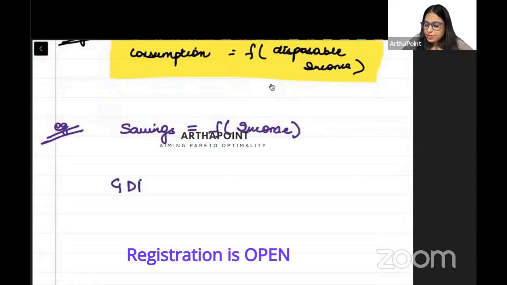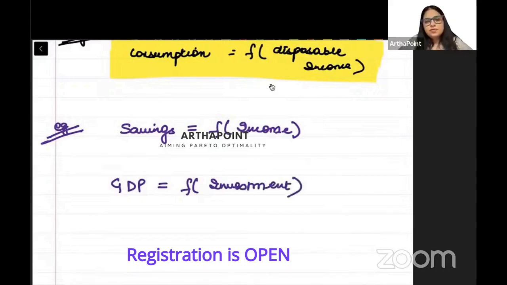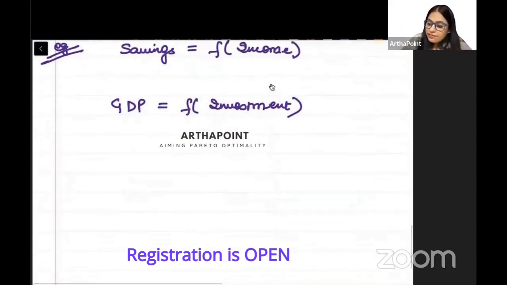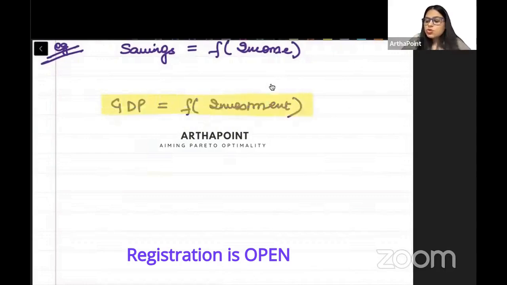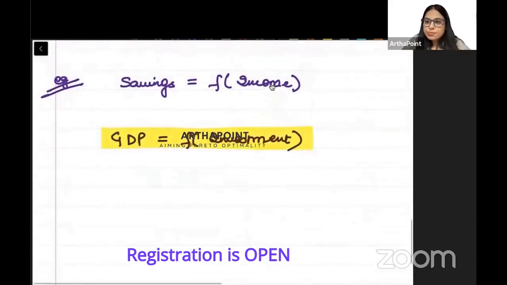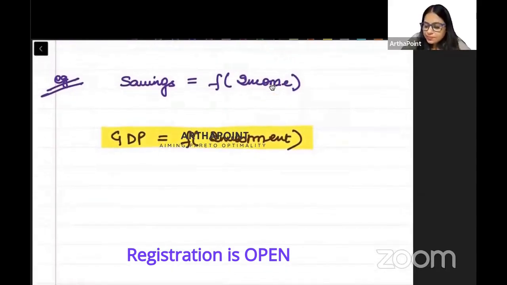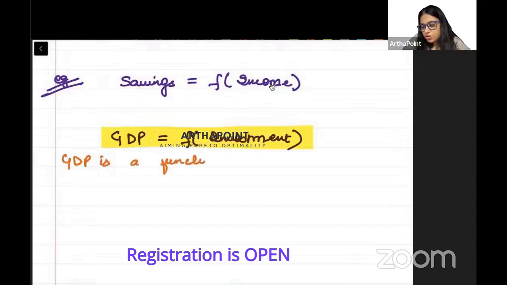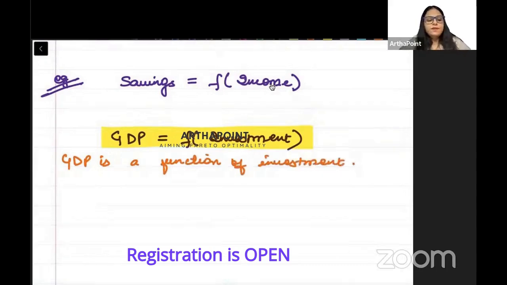अब हम बोलते हैं कि किसी भी कंट्री का जीडीपी किस पे डिपेंडेंट है? It depends on the investment in the country. जिस कंट्री में इन्वेस्टमेंट ज्यादा होगी, whichever country will have more investment, it will have more GDP. Whichever country will have less investment, it will have less GDP. So investment affects the GDP of the country. So GDP कैसे लिख सकते हैं हम इसे? GDP is a function of investment.